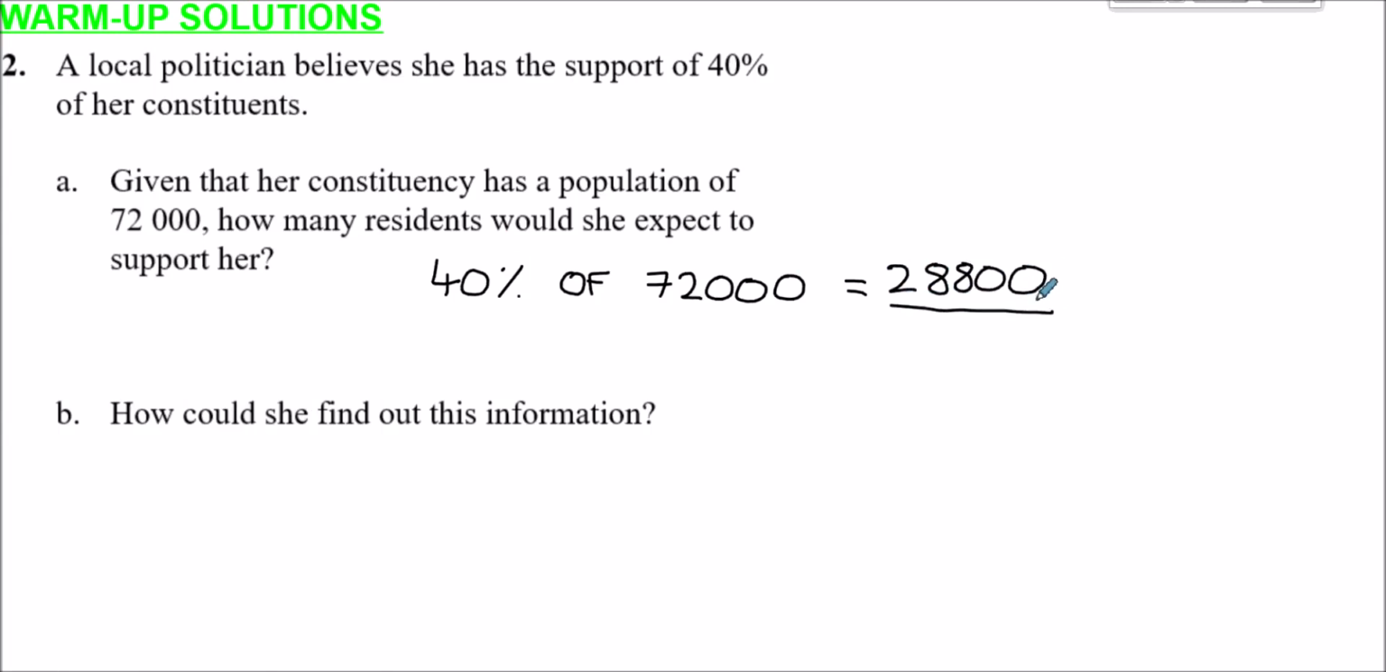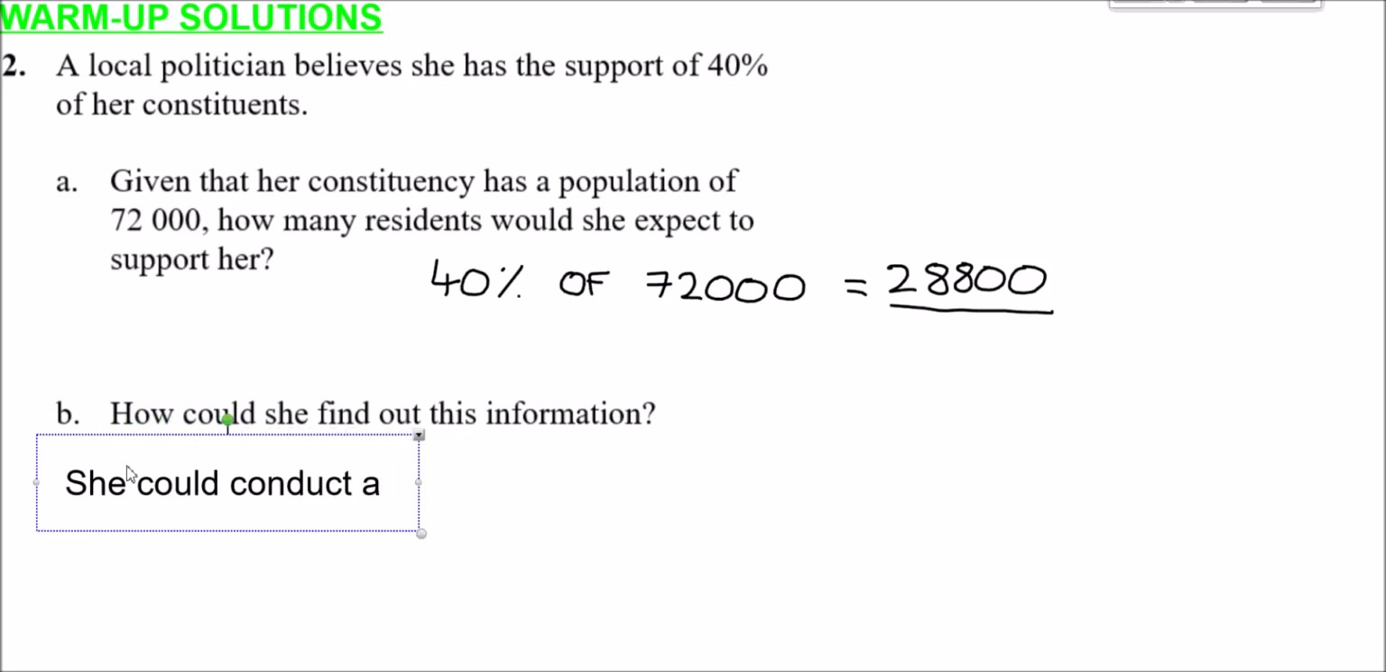Now, for part B, how could you find out this information? Well, I'm going to type this actually so my handwriting's not going to get ugly and in the way in terms of being hard to read. Well, what she could do is she could conduct a survey. She can conduct a survey, or a questionnaire in fact, of these constituents.